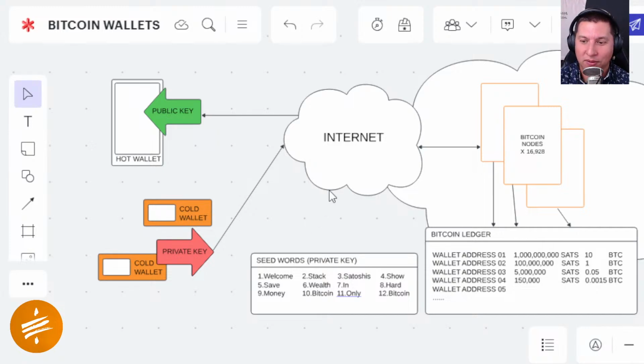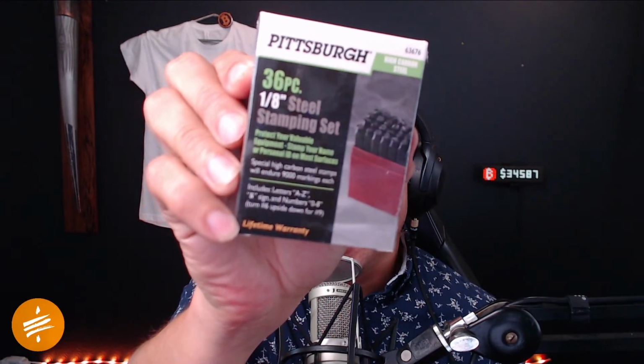Let me go big screen real quick. Bam. It's a 36-piece die set with letters and numbers, and you can stamp any piece of metal. I know it's kind of a hack, but we're going to be doing that for the show demo account. I'm obviously not going to show my seed phrase, but I'm going to show you the whole process of setting it up.